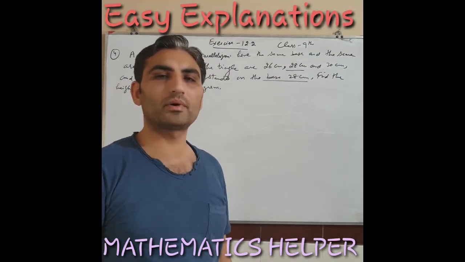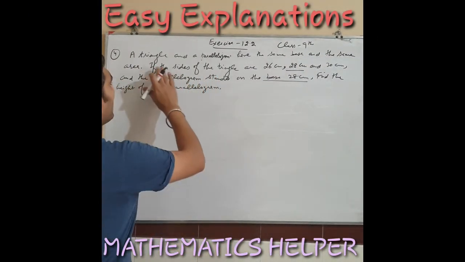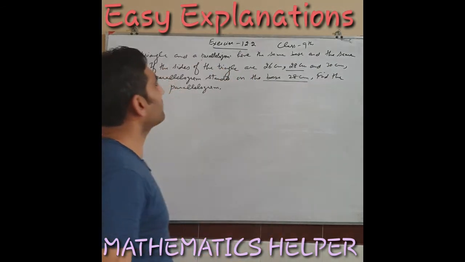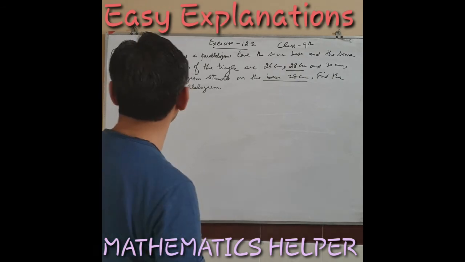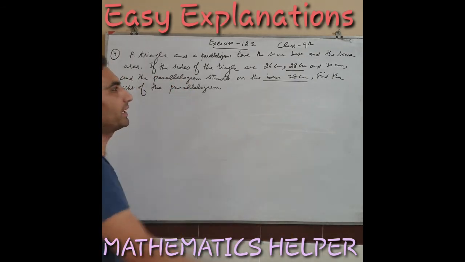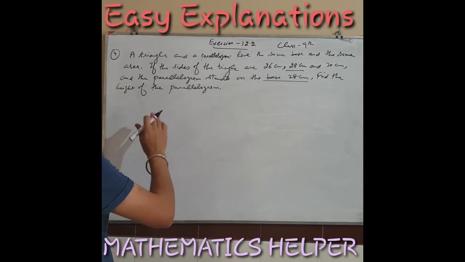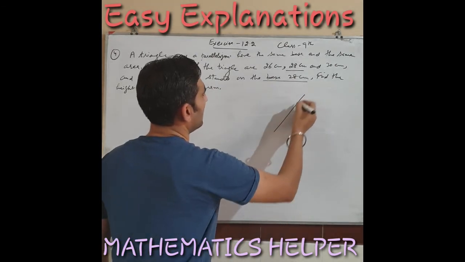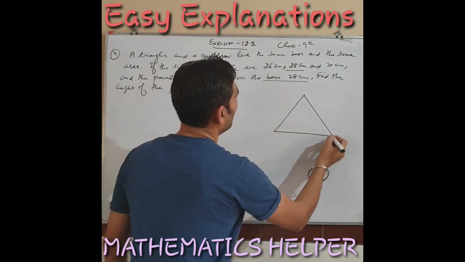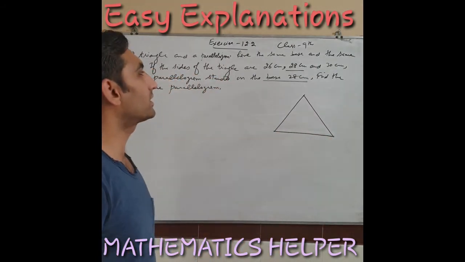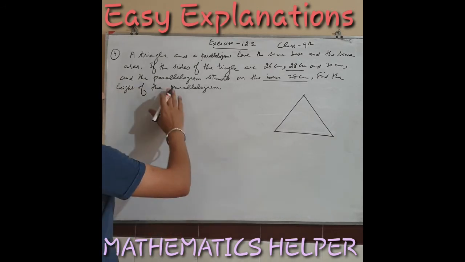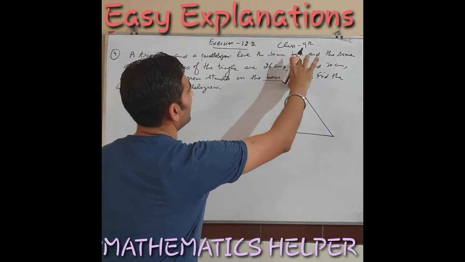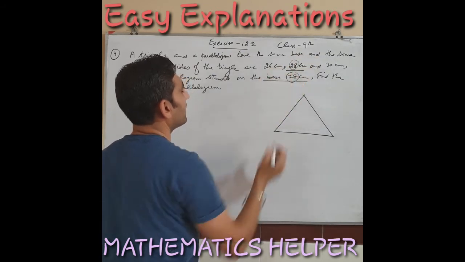Students, our question number 4 is: a triangle and a parallelogram have the same base and the same area. If the sides of the triangle are 26, 28 and 30 centimeter and the parallelogram stands on the base 28 centimeter, find the height of the parallelogram. So one triangle is given in which all the three sides are given. Let's draw a triangular shape in which 26, 28 and 30 centimeter are the three sides. One thing is clearly given: the parallelogram stands on the base 28.